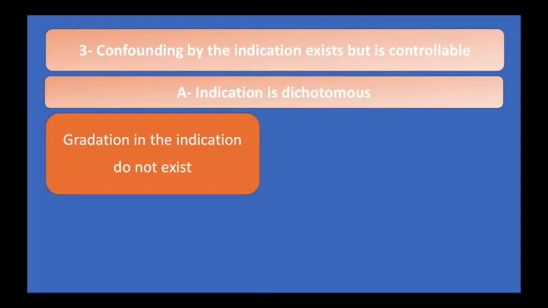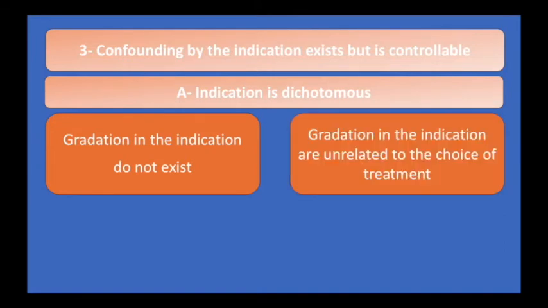When the indication is dichotomous, we have 4 cases. For example, to prevent erythroblastosis fetalis, we give an anti-immunoglobulin to rhesus-negative mothers who deliver newborns that are rhesus-positive. In this situation, the indication is dichotomous, but gradation in the indication does not exist. Second, when we give penicillin to patients for endocarditis prophylaxis who are undergoing tooth extraction, here the gradations in the indication are not related to the choice of treatment.